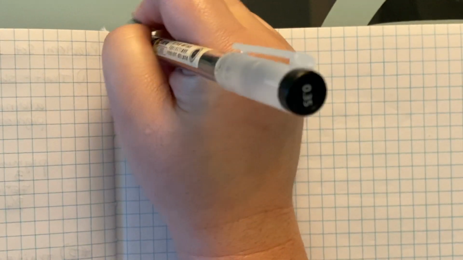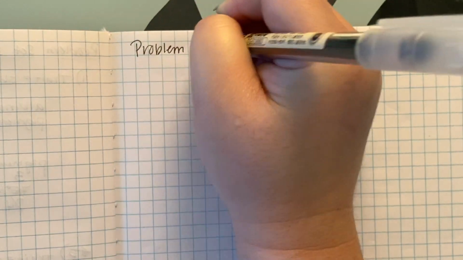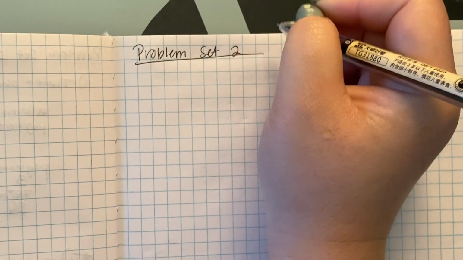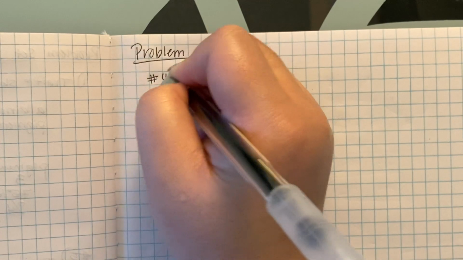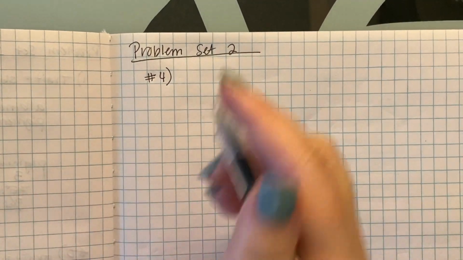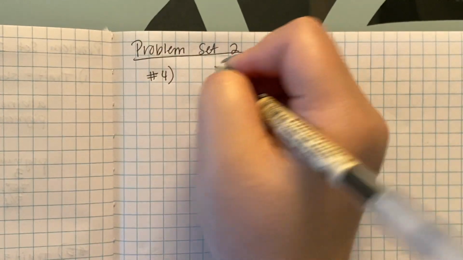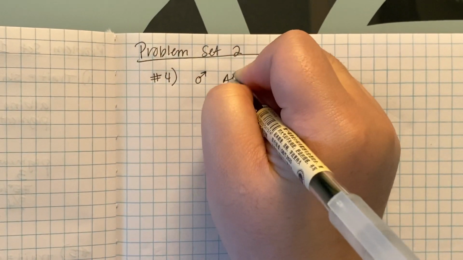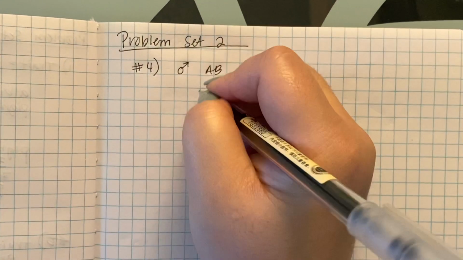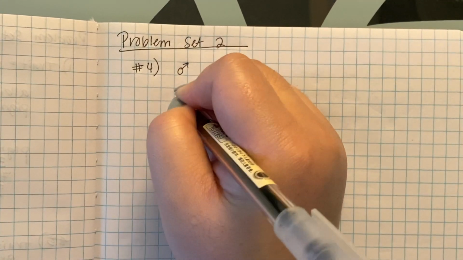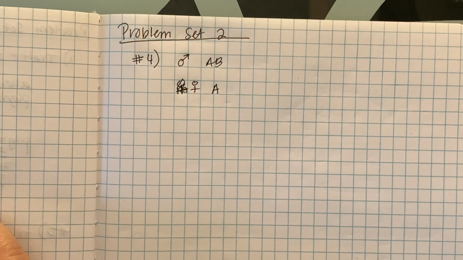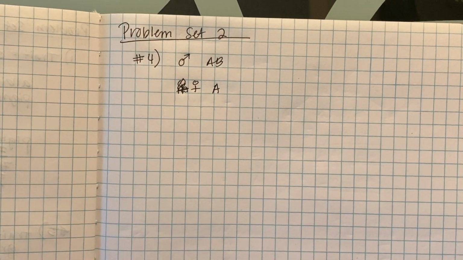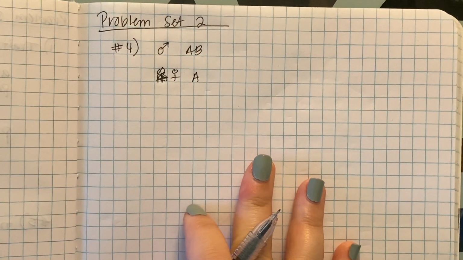For problem set 2, I just wanted to go over how to do the blood typing. So we're gonna do number 4. In number 4, it says the father of a child is type AB blood. So we're gonna say our male has type AB blood. So that's his phenotype. And then it says the mom has type A blood. So these are their phenotypes. It says what blood type would their children not be able to have? So we have to look at their genotypes to figure this out.